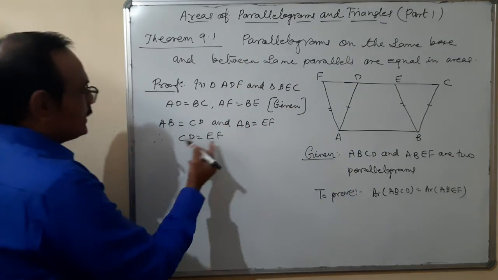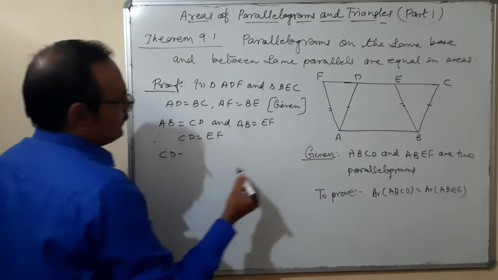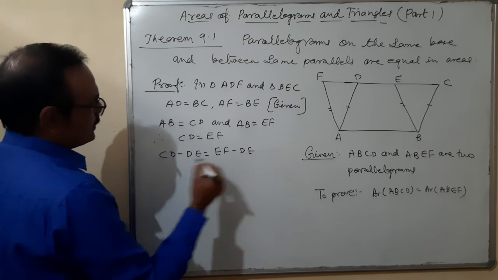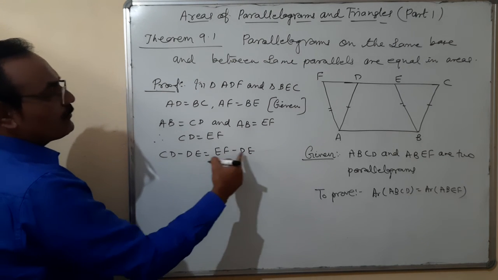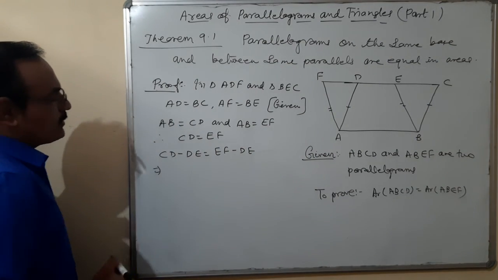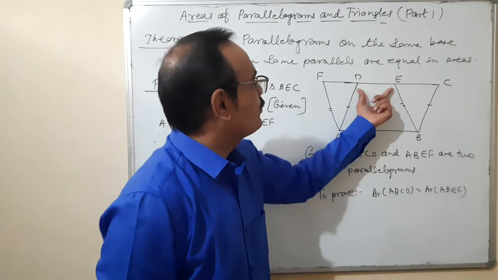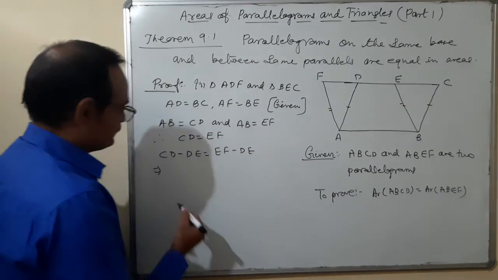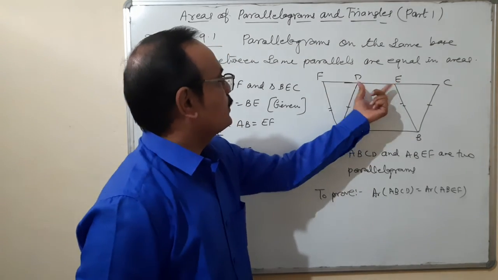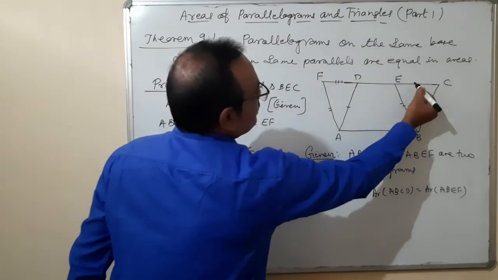CD is equal to EF. If I subtract this portion DE from both sides, then what happens? CD minus DE is equal to EF minus DE. This common portion I am going to subtract from both sides. Now let us see the diagram. From CD, if you remove this part DE, what is left? CE. And from EF, minus DE, what is left? DF. So that is also equal.